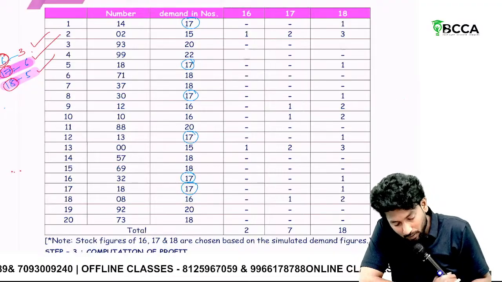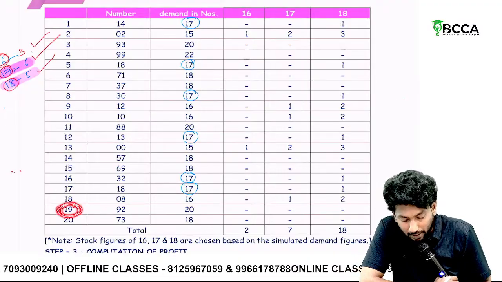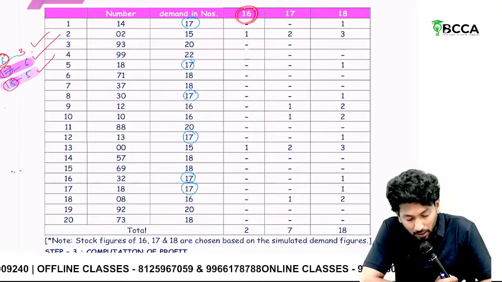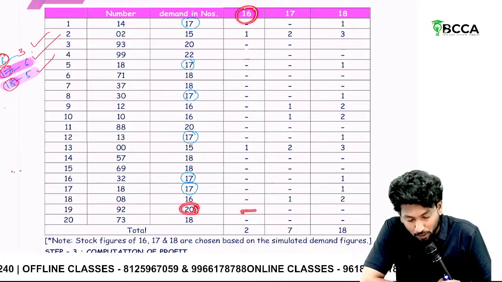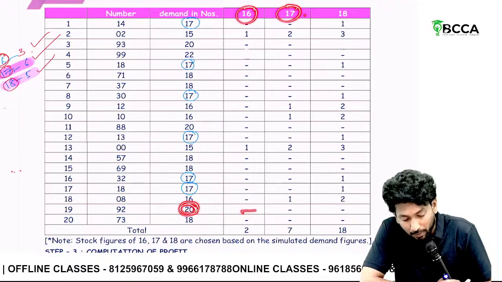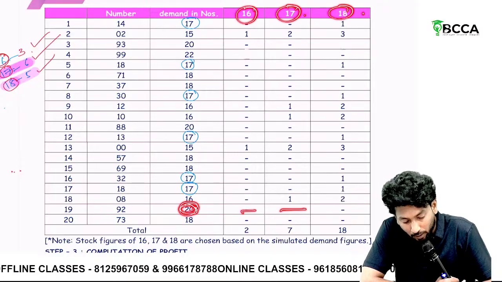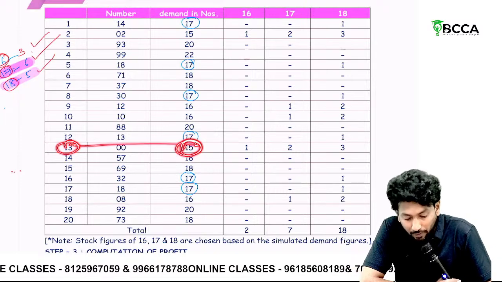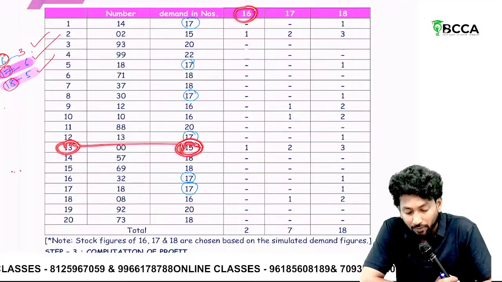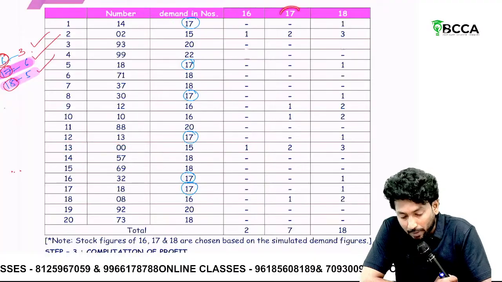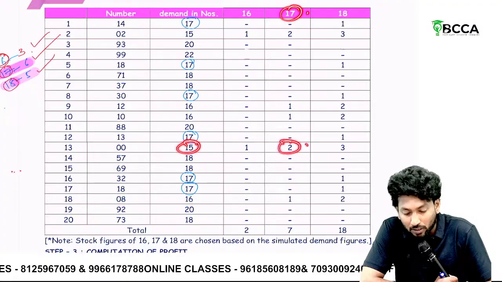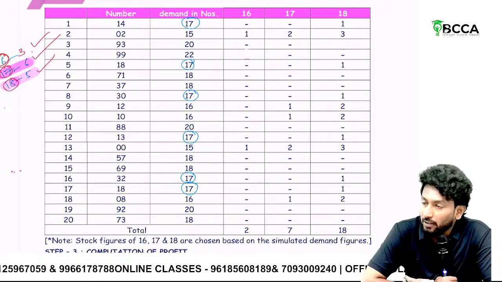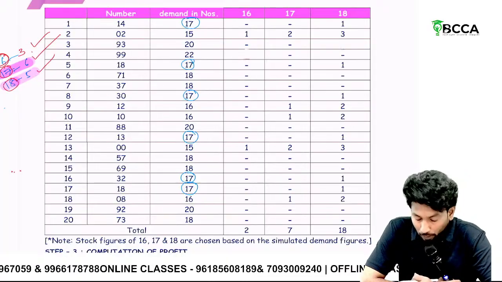Say, for example, the 19th week. If I maintain 16 books as stock and 20 is the demand, all the books can be sold. The same for 17 books and for 18 books. Again, say the 13th week, where 15 is the demand. If I maintain 16 books, one book will be unsold. If I maintain 17, 2 are unsold. For 18, 3 are unsold. Like that we have to calculate for 20 time periods.